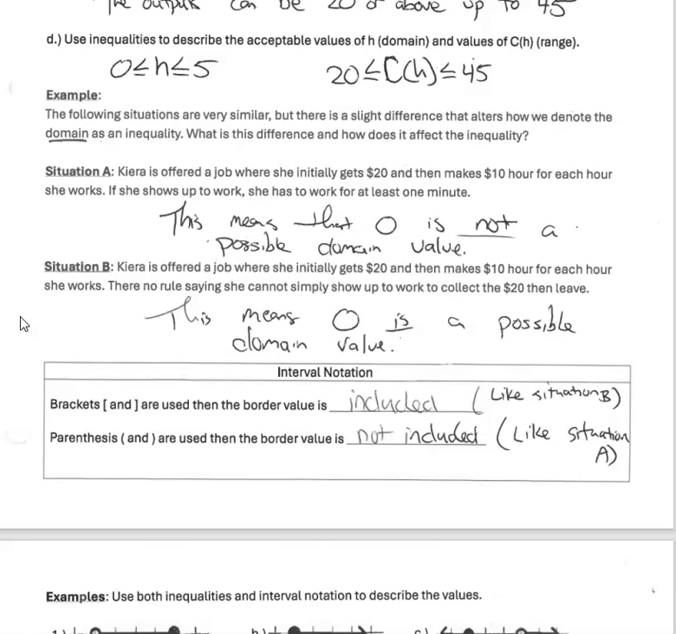Well, what it changes is the number that is in the domain, the number 0. The question is, do the input values start at 0 but not include 0, or do they start at 0 and can include 0? For the second one, 0 is a possibility because she can just walk up and grab that $20 and leave. So she can work 0 hours, where with situation A, 0 is where it starts, but it has to be a hair at least above 0.